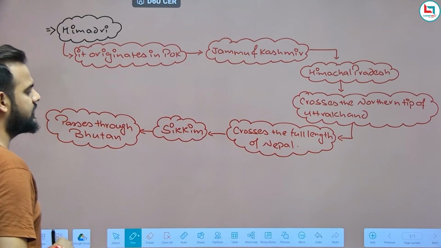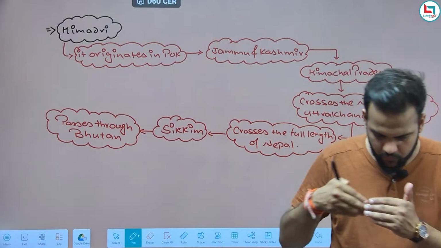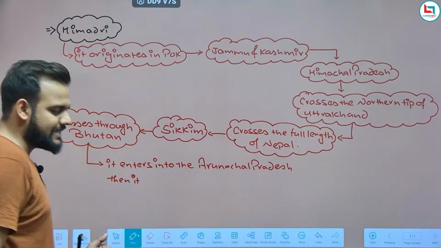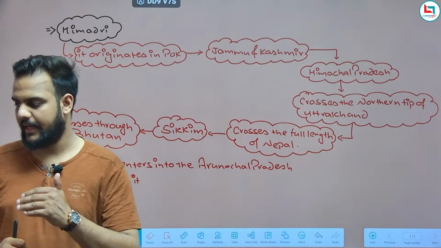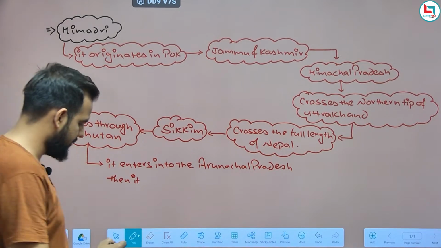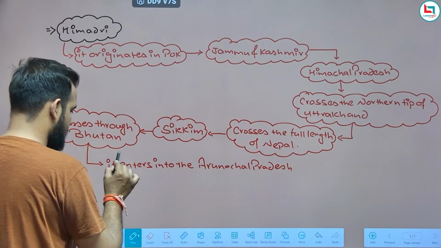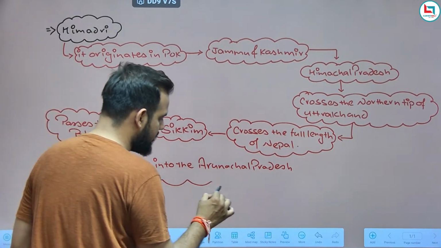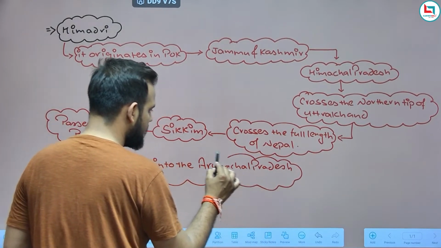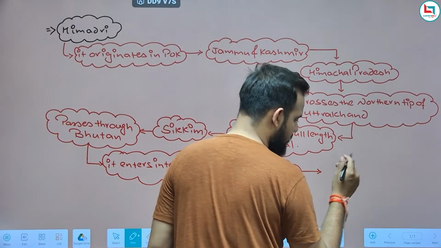Then Himadri passes through Bhutan. And guys, remember, after crossing the full length of Bhutan, it enters into Arunachal Pradesh. Remember this thing. After crossing Arunachal Pradesh, Himadri enters into Tibet.